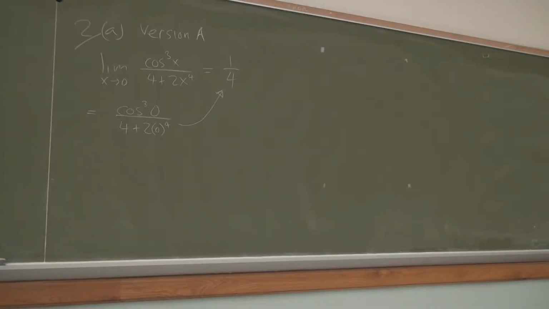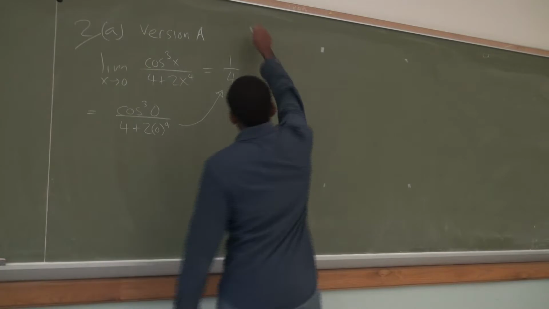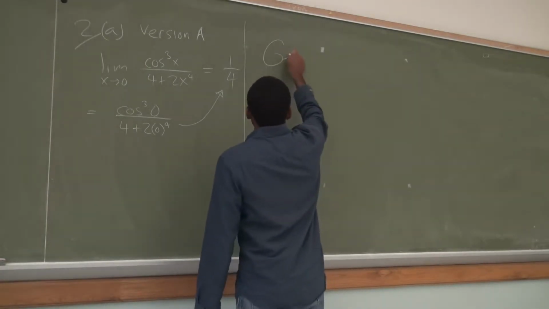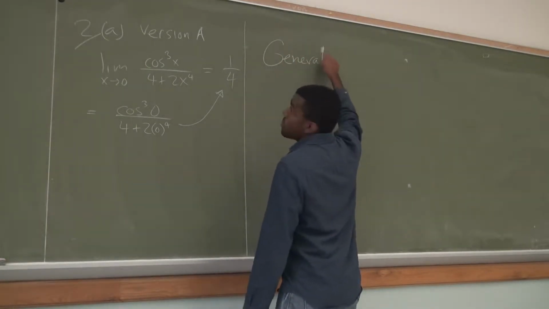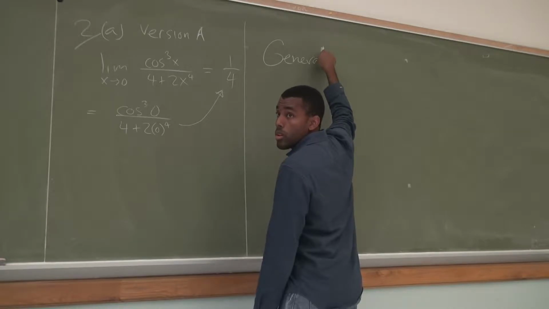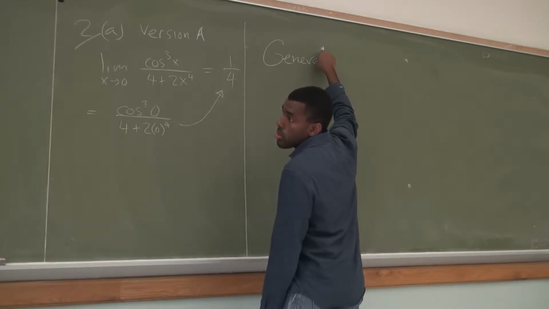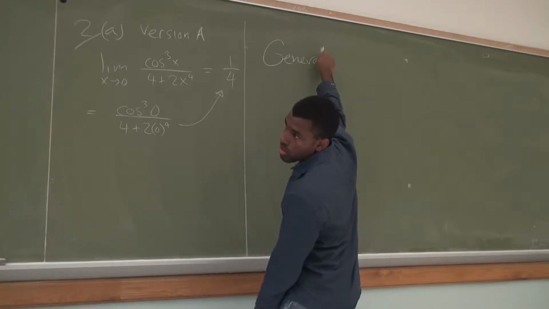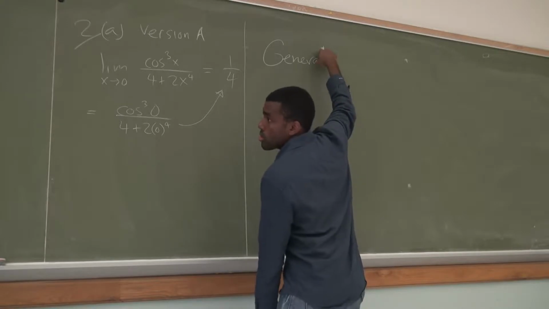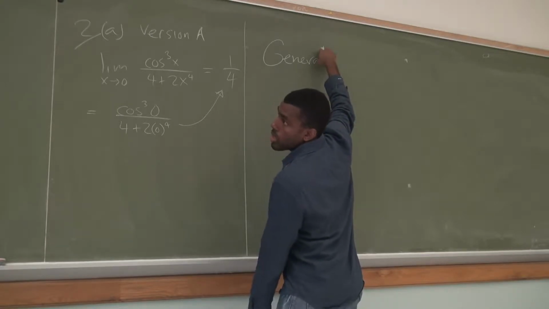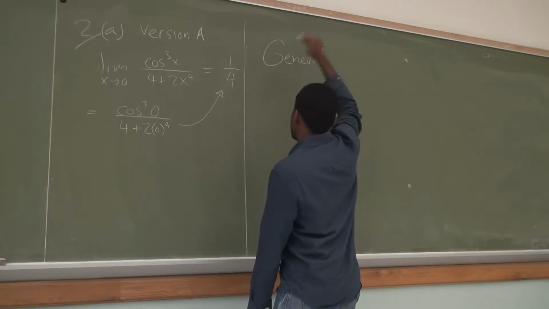Which sort of brings me to a general approach to limits. Professor? Yes? You marked it wrong for 2E. I have it right. 2E? Yeah, it doesn't exist. I put DNE, and you marked it wrong. I have 4B. Oh, I don't know. Okay, see me after class.